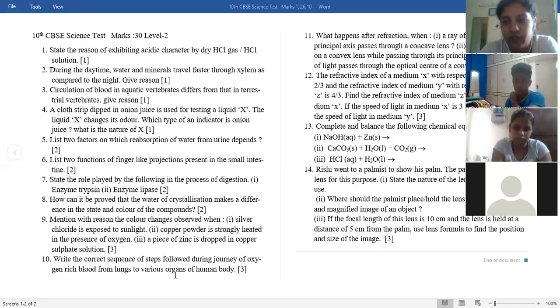Okay, if it is not completely done, they won't give you any mark. And the type of reaction is thermal decomposition reaction.